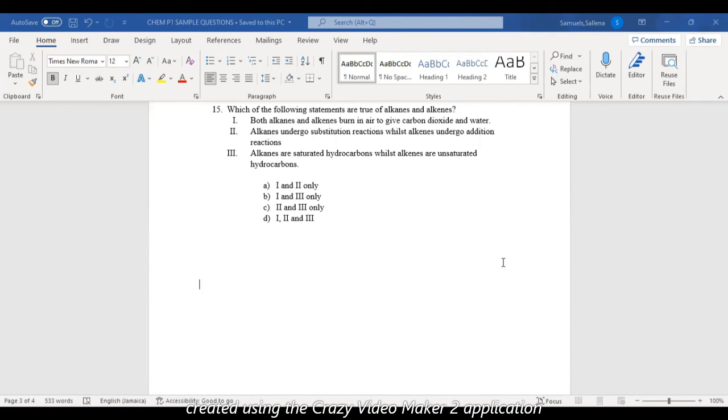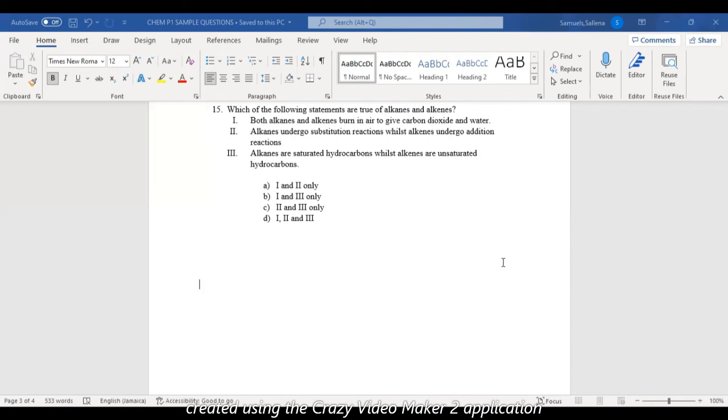If there isn't enough oxygen, then there will be incomplete combustion where carbon monoxide and carbon are produced instead of carbon dioxide. 2, alkanes undergo substitution reactions while alkenes undergo addition reactions. That is indeed true.